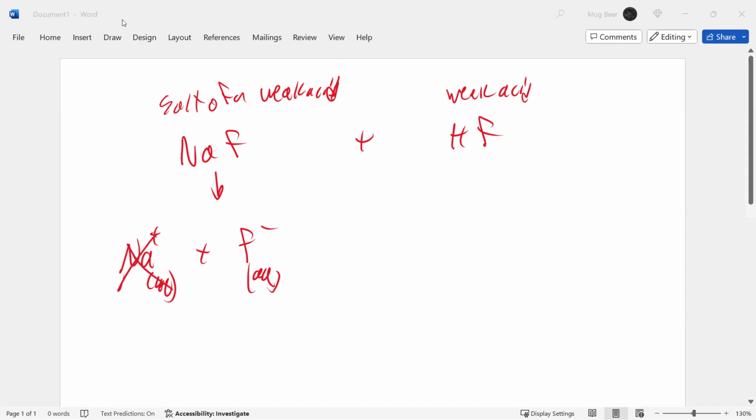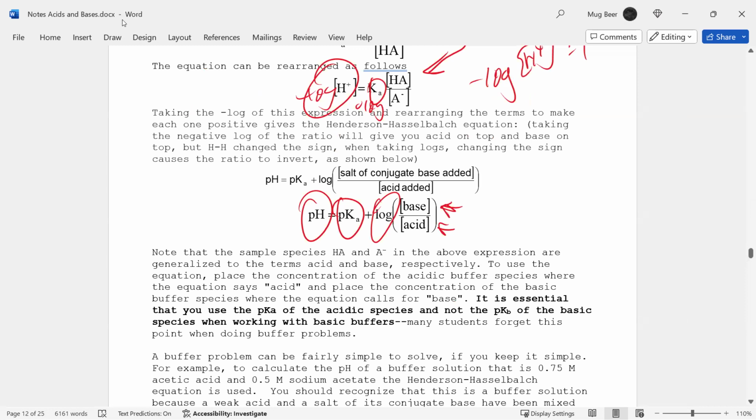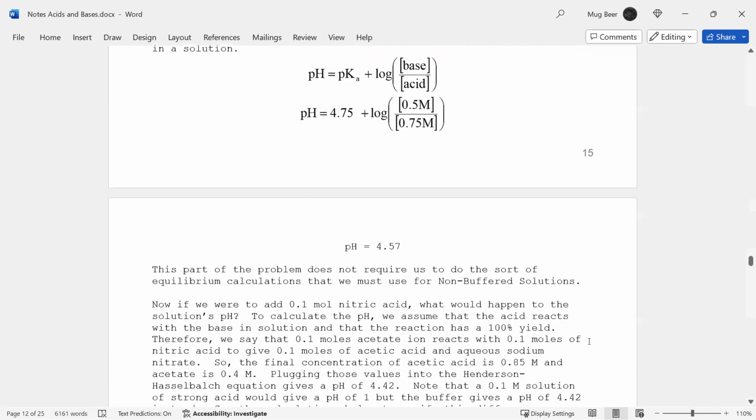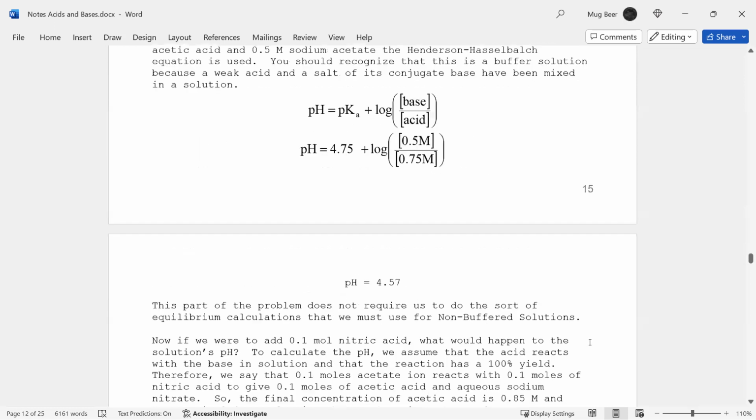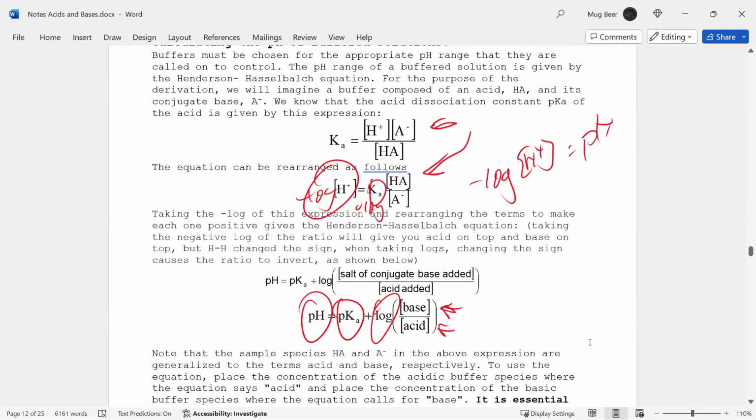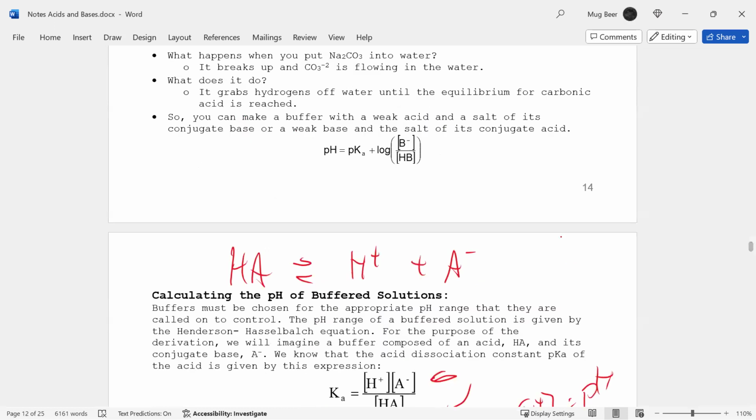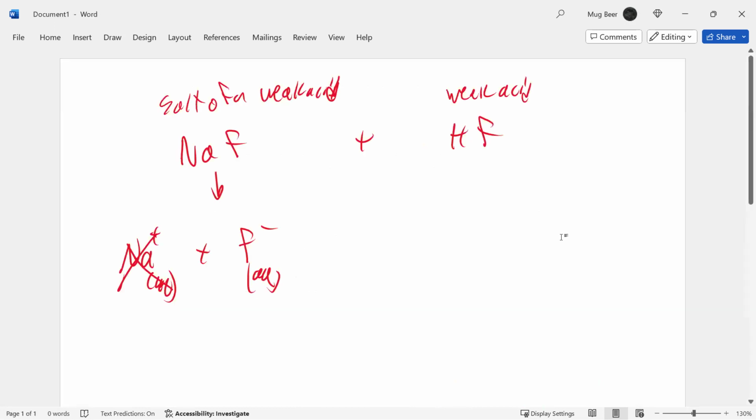So that's why this equation has this negative charge on it, and there's no positive charge associated with it, because the positive thing is a spectator ion, and I don't really care about it. It's not going to do anything chemically. Okay, so in my solution, what I have are these two things. I have fluoride ion, and I have aqueous hydrofluoric acid floating around.